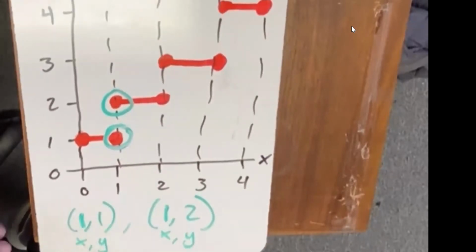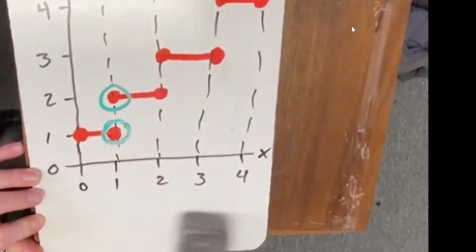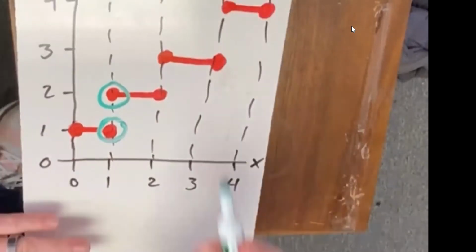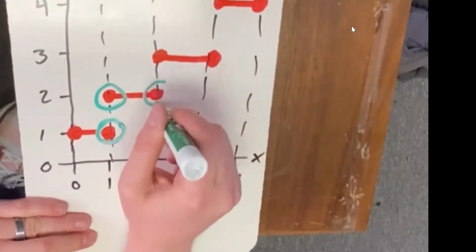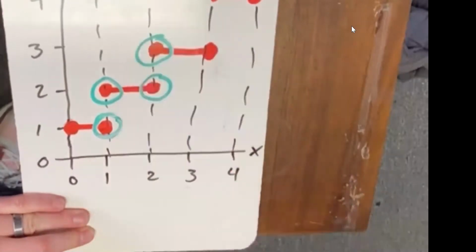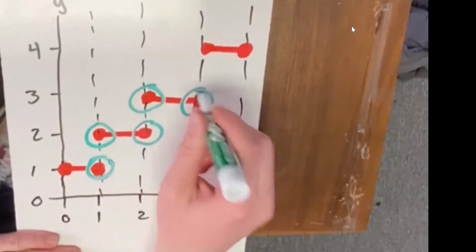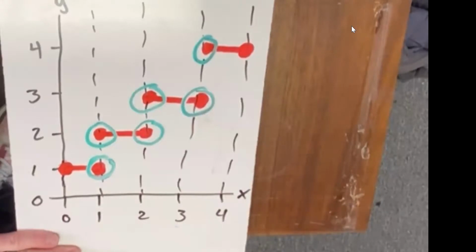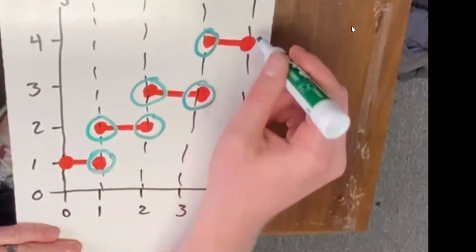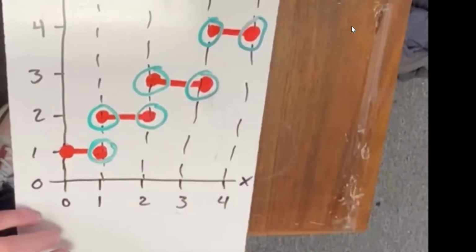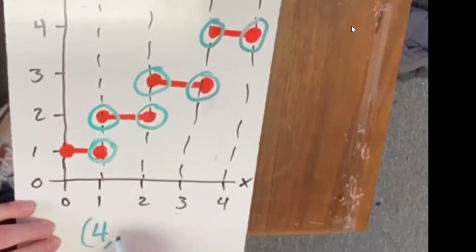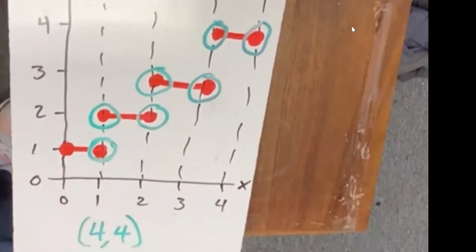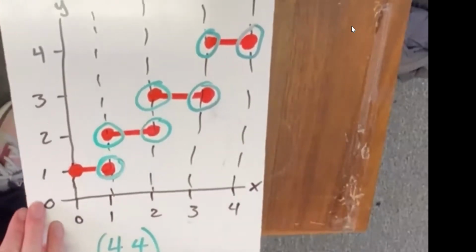The only point on this graph that would be considered a function: right here, those intersect. Right here, these intersect. But if you look down at the end, the 4, 4 would be our only ordered pair that is actually considered a function. Everything else has an intersection point at some point. It has duplicate values there.